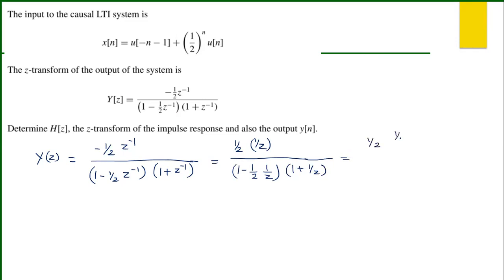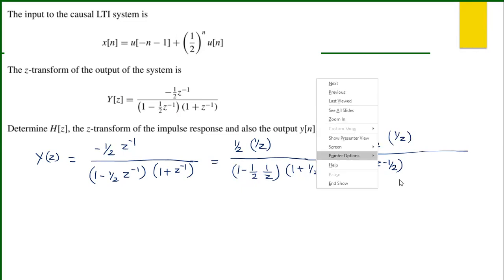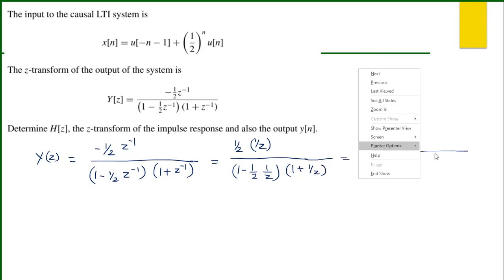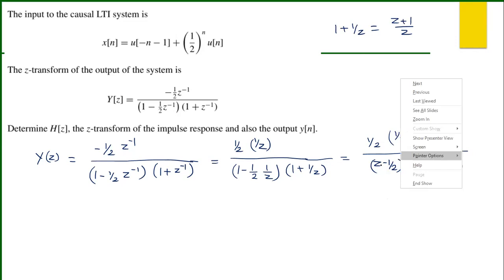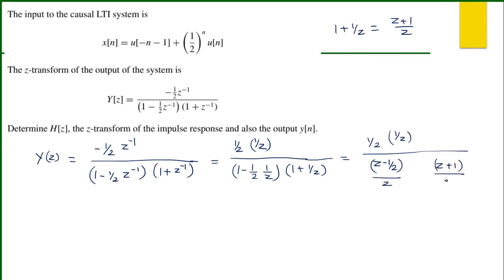So you can write 1 by 2 into 1 by Z divided by Z minus 1 by 2 into 1 by Z into Z minus 1 by 2 into 1 into Z into 1 by Z into 1 by Z into 1 by Z. Here also 1 by Z into Z plus 1. So here what I have written, 1 plus 1 by Z, I can write Z plus 1 by Z. That is what I have written over here. So otherwise I will write here only Z minus 1 by 2 by Z, Z plus 1 by 2 by Z.